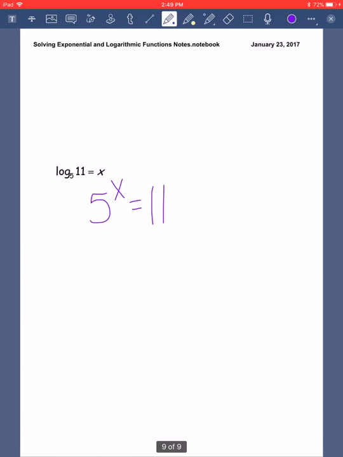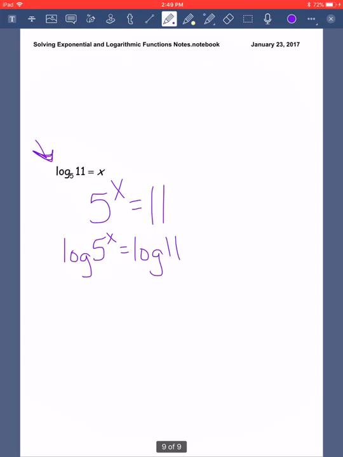So what I'm going to do here is take the log of each side. Now, the reason why I couldn't put my original equation in the calculator is because the calculator only computes a base of 10. And this one has a base of 5. So I couldn't just jump straight into putting it in the calculator. So I'm going to take the log of each side. So log of 5 to the x power equals the log of 11.